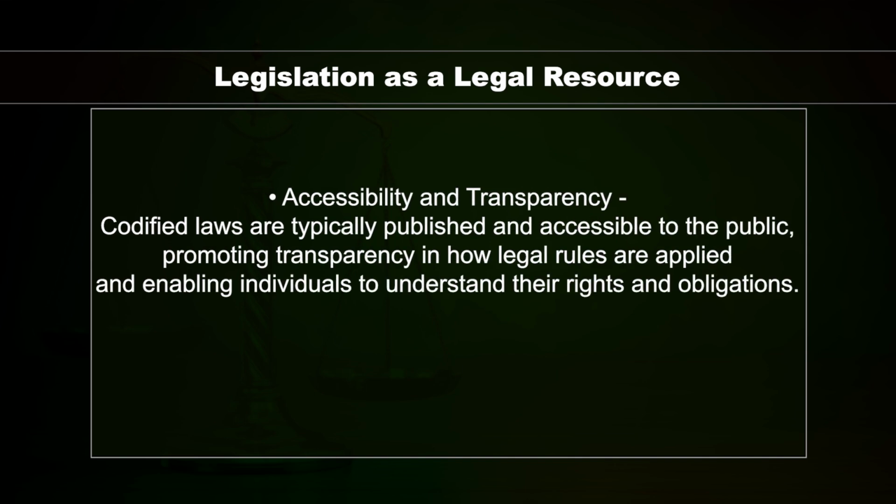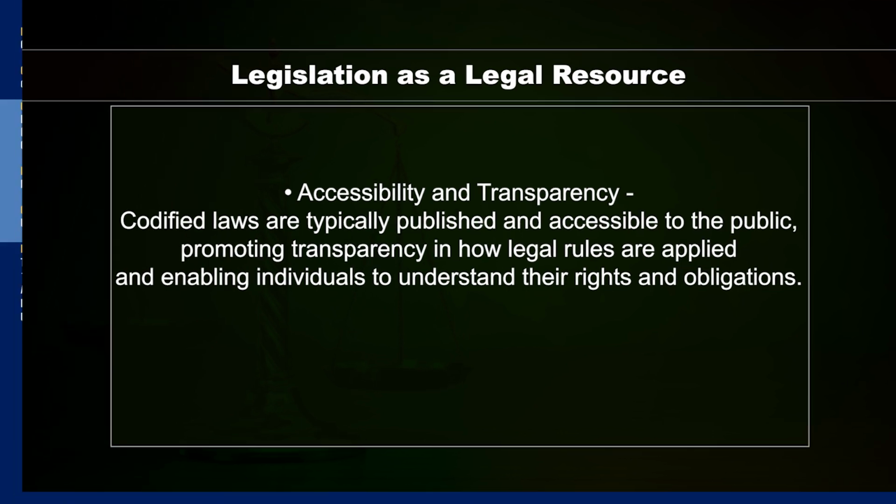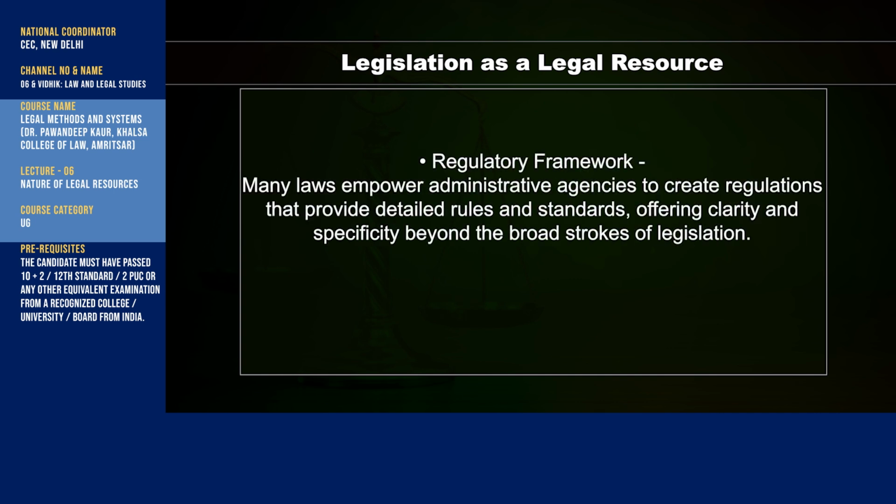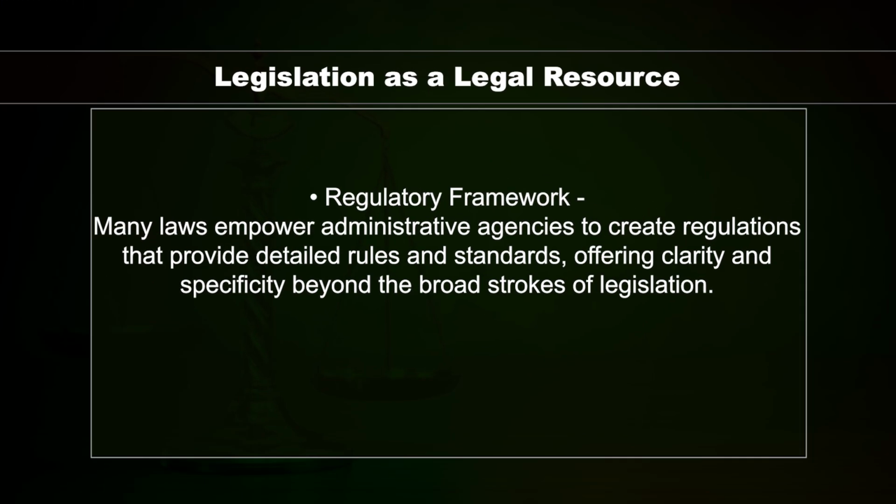Accessibility and transparency. Dear friends, codified laws are typically published and accessible to the public, promoting transparency in how legal rules are applied and enabling individuals to understand their rights and obligations. Moving further, regulatory framework. Many laws empower administrative agencies to create regulations that provide detailed rules and standards, offering clarity and specificity beyond the broad strokes of legislation.